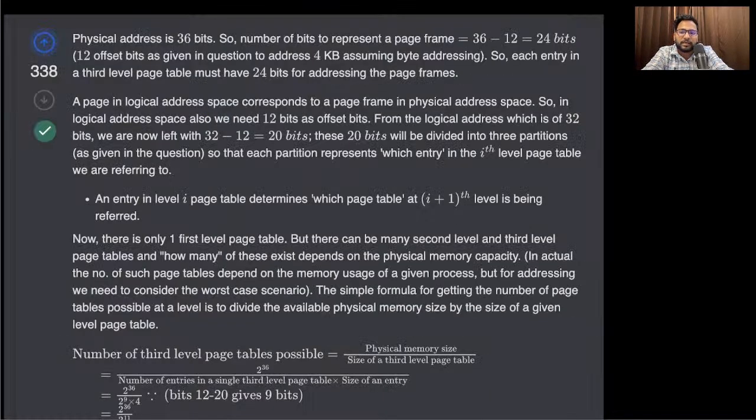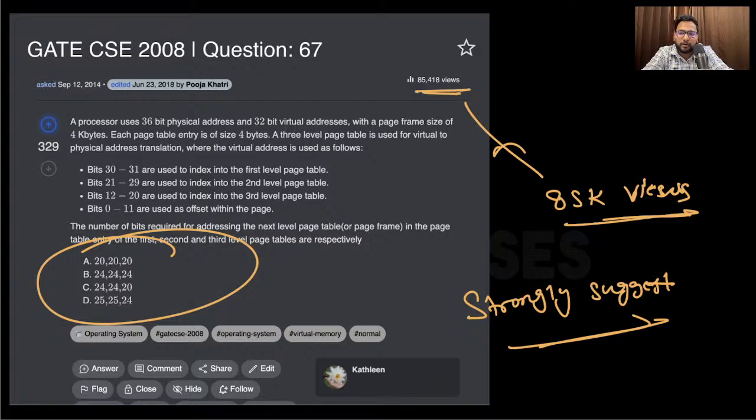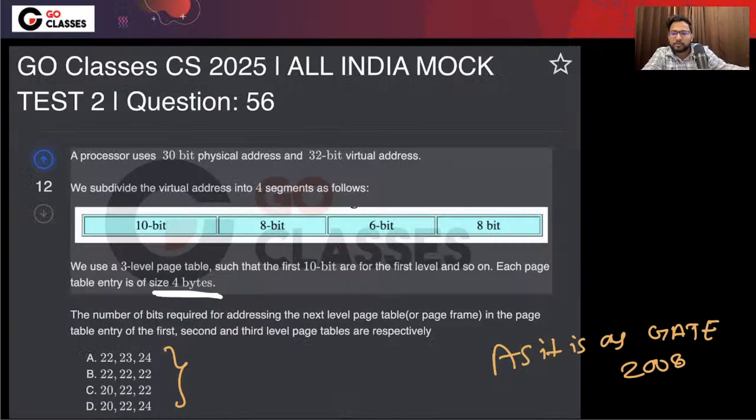So basically 20, 22, sorry. Yeah, this is the question, right? So what is the answer? Let me know, what is the answer that we are getting? C, right? So C is the correct answer here.